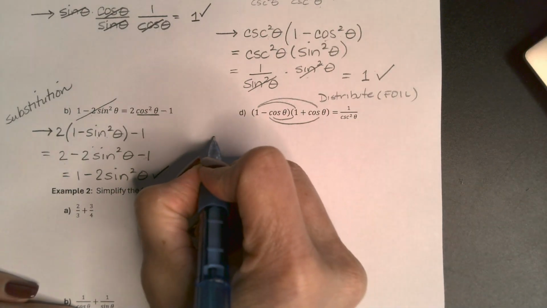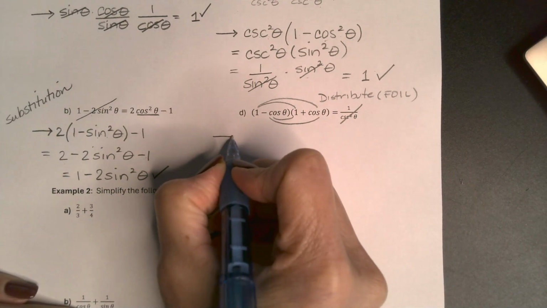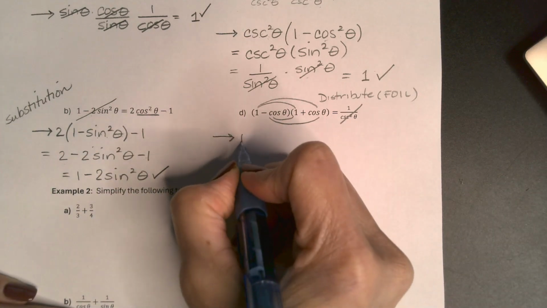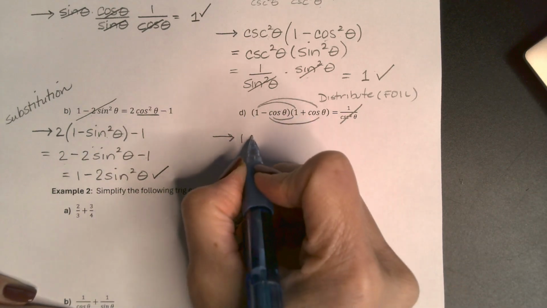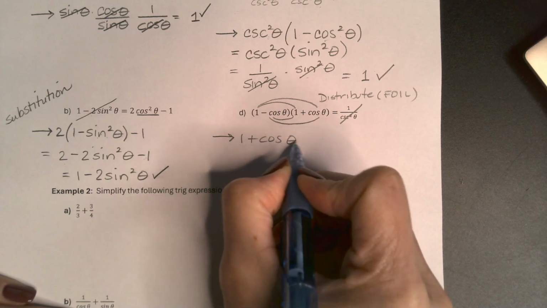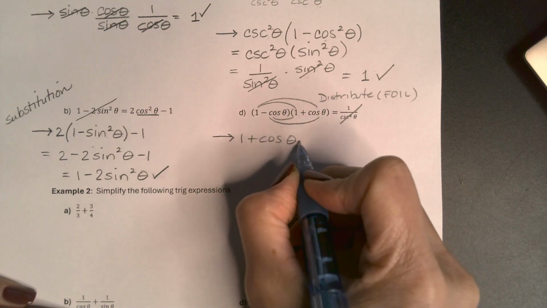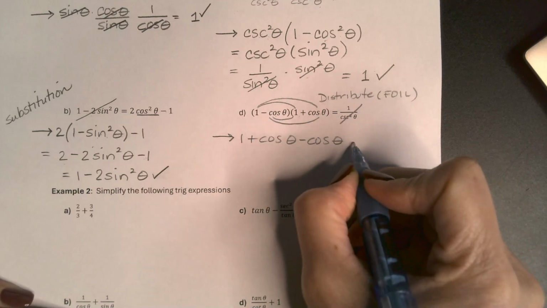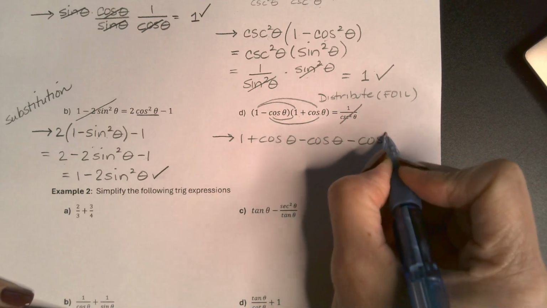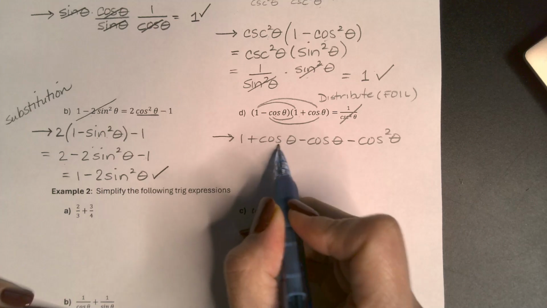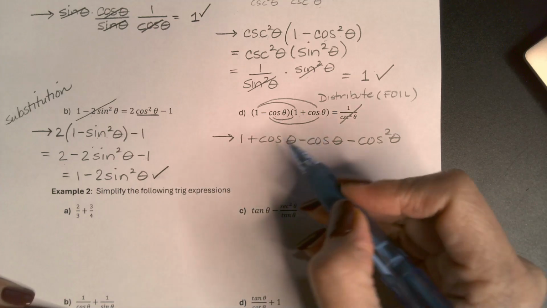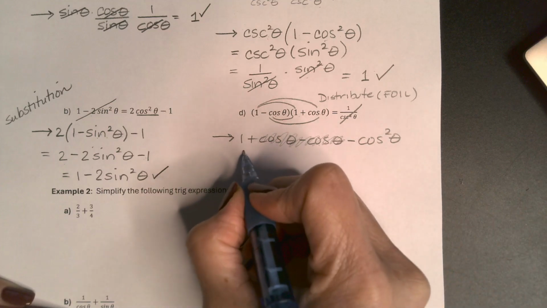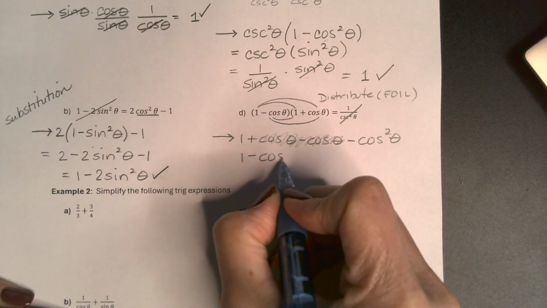1 times 1. Oh, I forgot to put my strike through. Always strike through which one you're ignoring. 1 times 1 is a 1. 1 times cosine is a positive cosine theta. Negative cosine times 1 is a negative cosine theta. And negative times positive is a negative cosine squared theta. Cosine minus cosine zeroes out, so it's going to disappear, right? And now we have 1 minus cosine squared left.